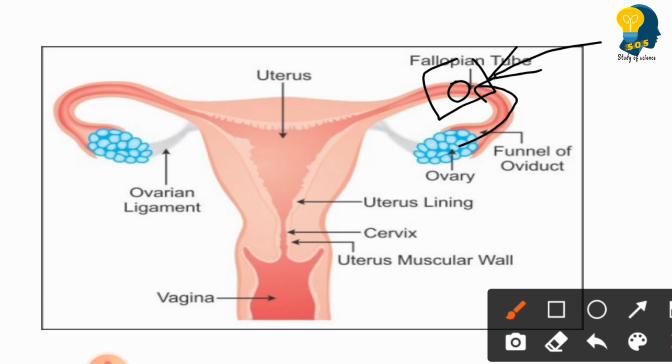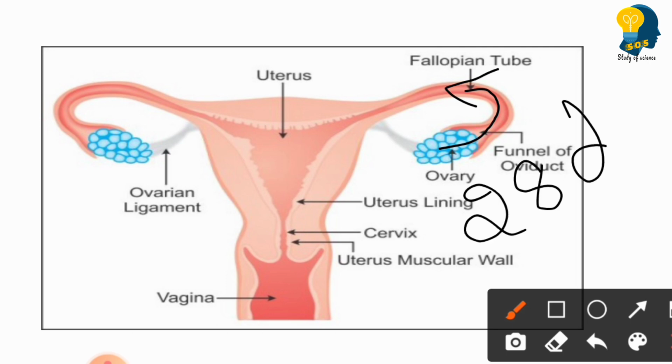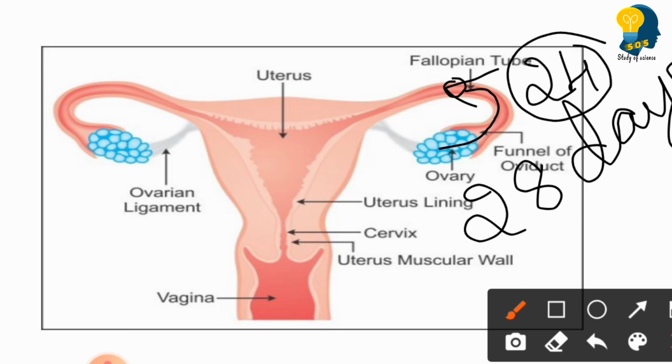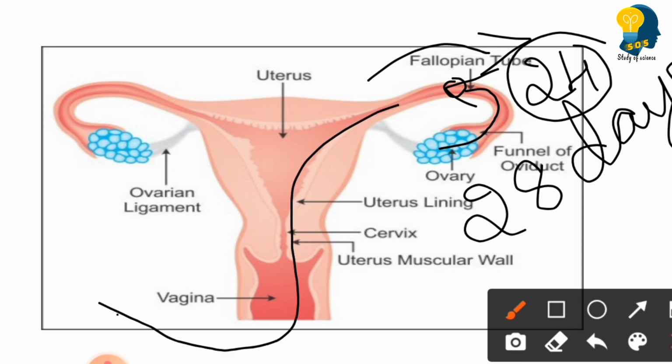As you all know, one egg is released by the ovary once every 28 days. Every 28 days, one matured egg will be released by the ovary and it will stay in the fallopian tube. And this egg will remain alive for 24 hours in the fallopian tube. Please understand. The egg which is present in the fallopian tube will remain alive only for 24 hours. And within this 24 hours, what happens? The sperm has to come and meet the egg. Then only the fertilization takes place.